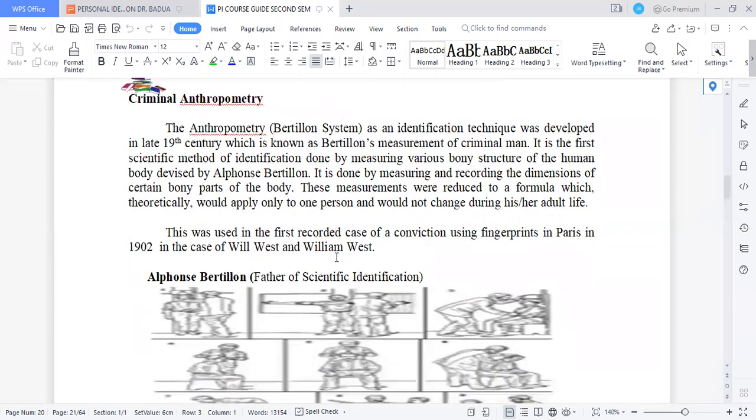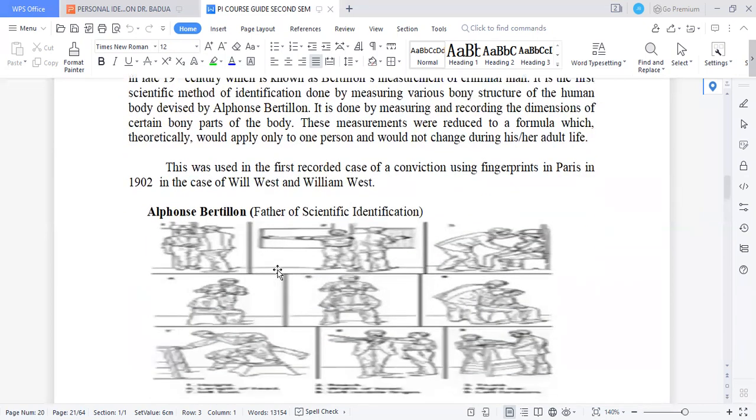So you can see on the image that it is in this way that they are going to measure the body parts of a person. Accordingly, this was used during the ancient time. But because of the establishment of fingerprints as a means of identification, it was then put into archive. And this was because of the case of Bill West and William West.